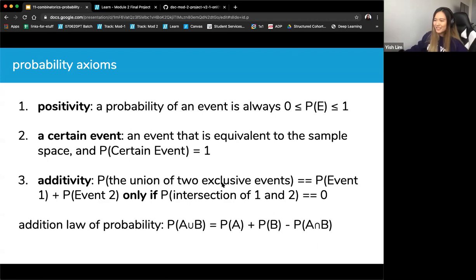Cool. So as I explain this part, it might seem obvious, but these are actually really important probability axioms that some mathematician back in the day said are the rules for probability. First, the probability of an event is always between 0 and 1, because the probability of something happening is a proportion of something. So it can't be less than 0, and cannot be more than 1. That's the positivity axiom.